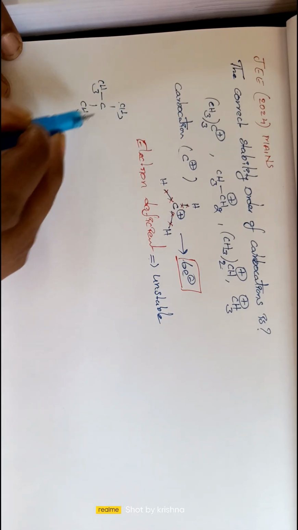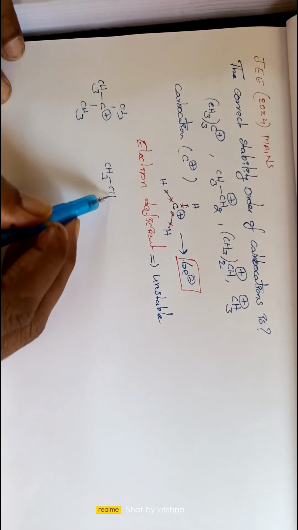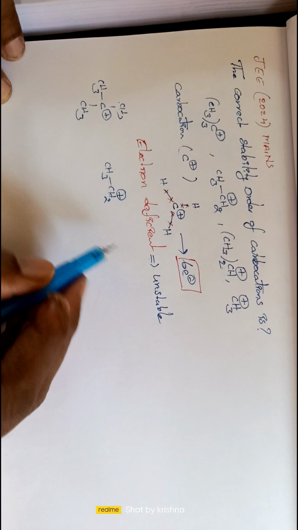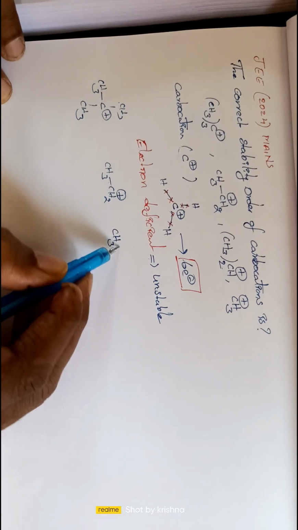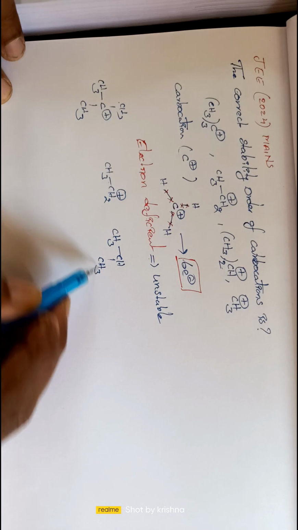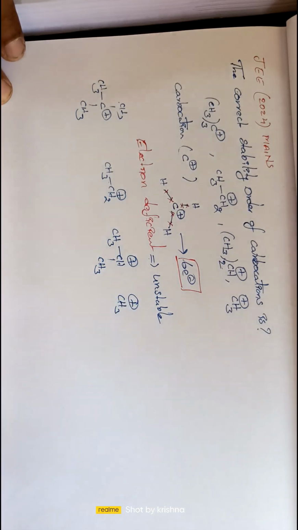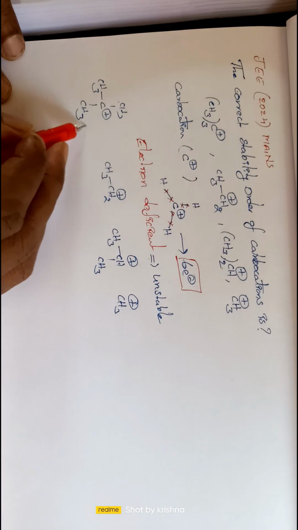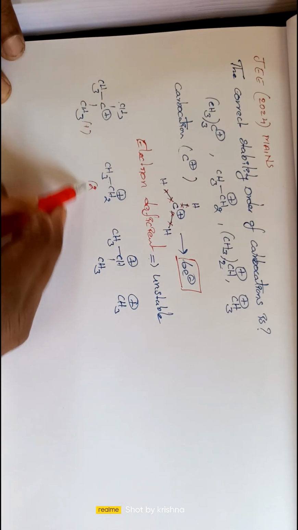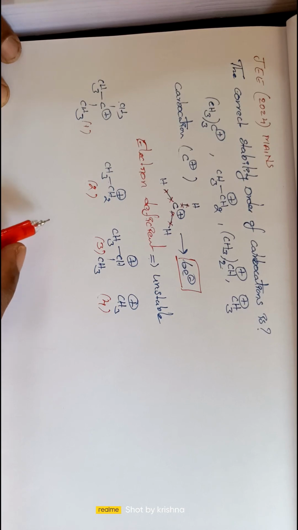3 alkyl groups are connected, that is methyl groups. Then CH3, CH2 plus: 1 methyl group is connected. Here CH3, CH: 2 methyl groups are connected to that. Here this is methyl carbocation only. So observing these 4, which is the most stable carbocation?